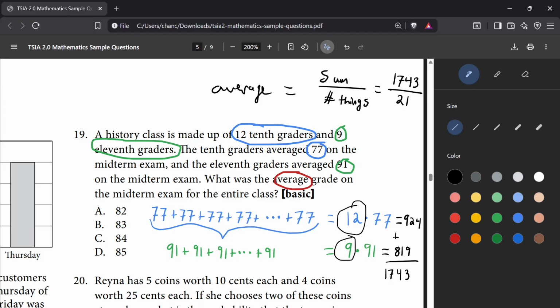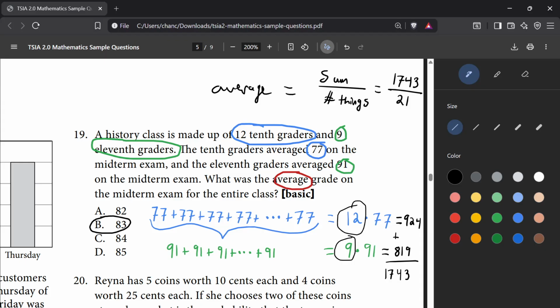So 1743 divided by 21. And if you do that division, that actually is going to divide out very nicely. You end up with no decimals or fractions or remainders of any kind. You end up with the answer 83.